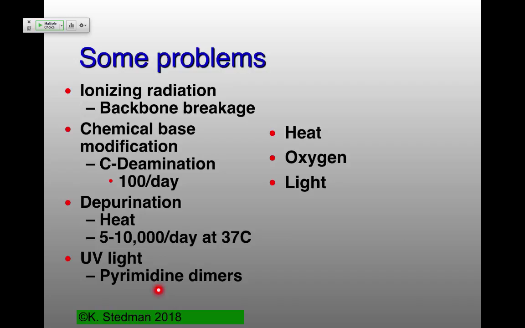And then finally, don't go out without sunscreen because as soon as you have two pyrimidines that are next to each other and they're exposed to UV, they will cross-link to each other. And again, just a chemical reaction causes all kinds of problems with your DNA.